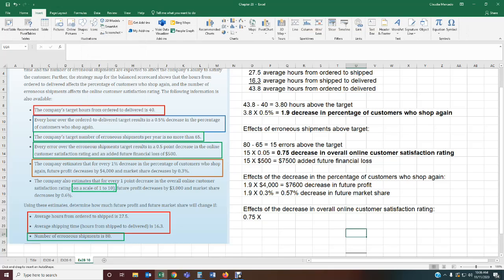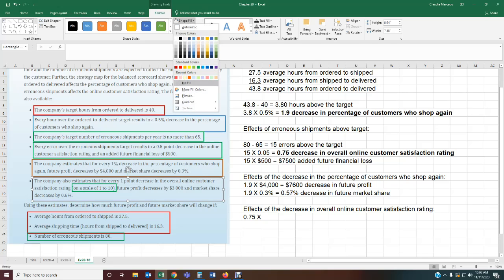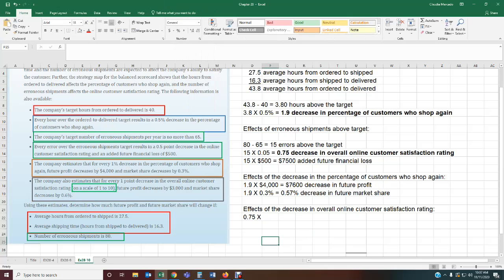If we look at that last bullet, all I'm doing is going a bullet at a time. That way we know what it is that we're doing, and we make sure that we are taking care of all of the items or requirements in the problem. The last bullet says the company estimates that for every 1 point decrease in the overall online customer satisfaction rating, future profits decrease by $3,000 and the market share decreases by 0.6%.